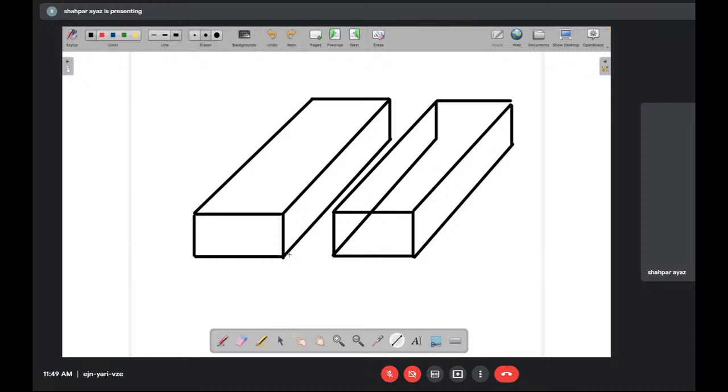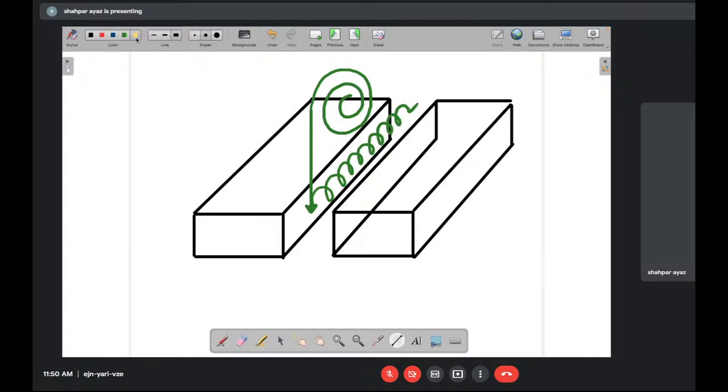So here, everyone, we use electrodes like this. This is the electrode that we are using. Right, electrode. Okay. And it is going to melt and fill this gap. Right, it is going to fill this gap.